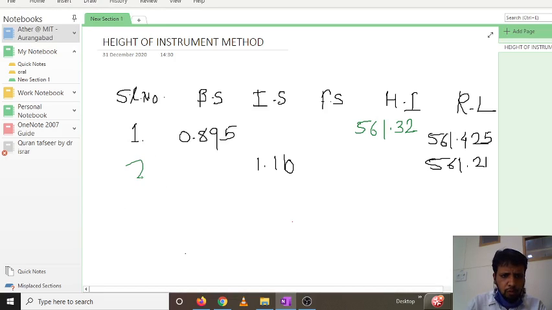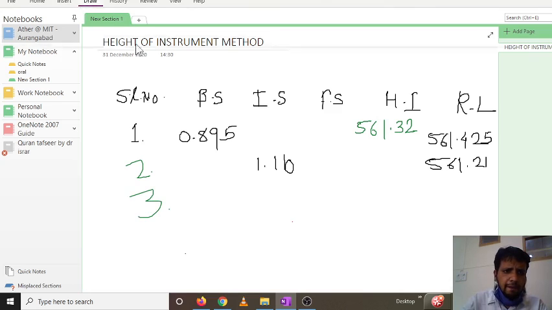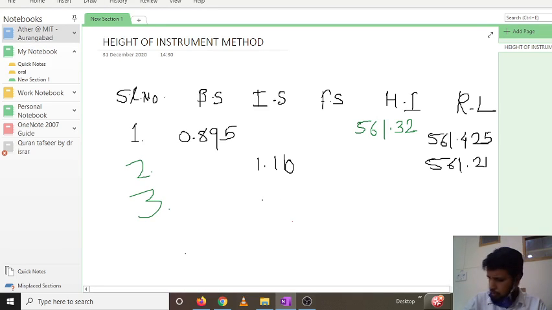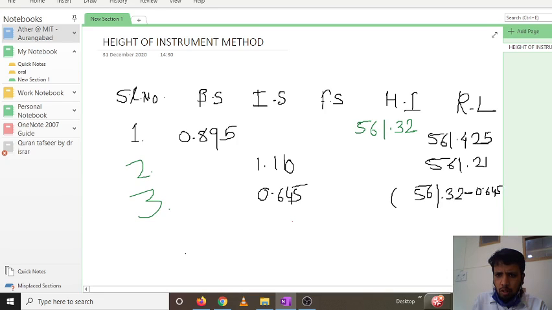This is the second point. The third point, the third also we have taken one intermediate sight, that is 0.645. So that's why its RL becomes, the height of the instrument is constant, 562.32 minus 0.645. So this is equal to 561.675, like this one.